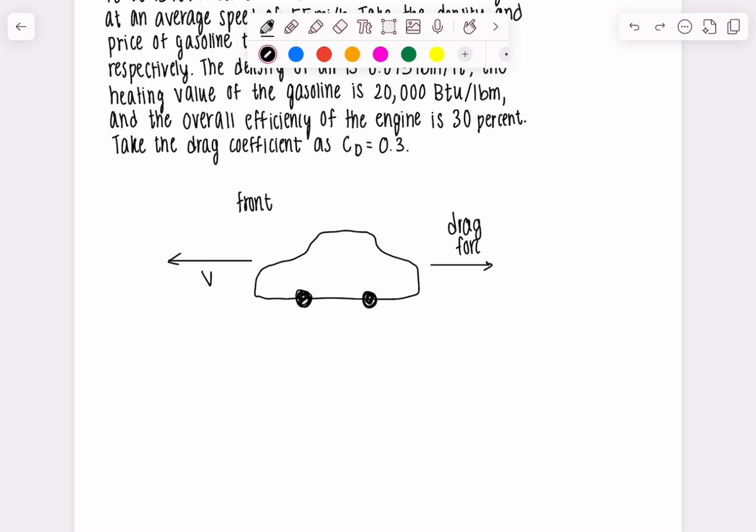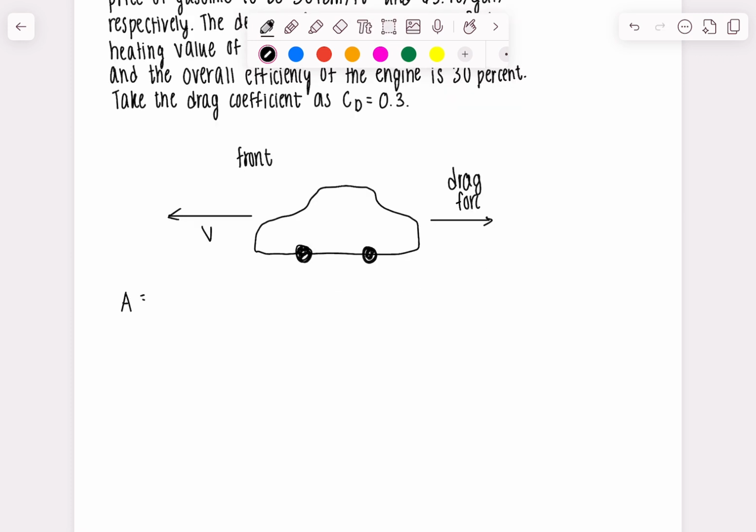So I'm just going to start out by writing our givens. Our original area is 18 feet squared. New area is 15 feet squared. Okay, the distance is going to be 12,000 miles per year. Our velocity is 55 miles per hour.